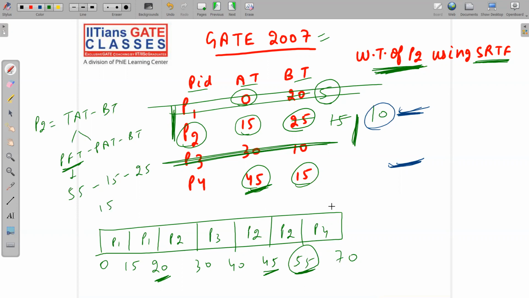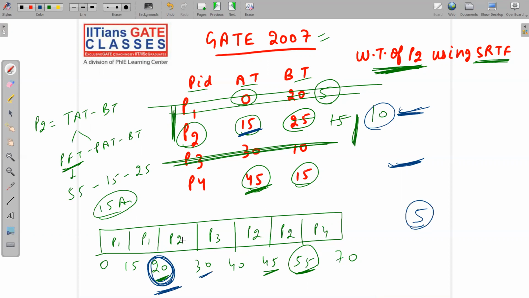I hope I have made the point clear to everybody. So the answer is 15. So P2 has waited for 15 units of time. If you want to check it out, I will show you. See this scenario. P2 has started at 20, but P2 arrived at 15. So it has waited 5 units of time here itself.